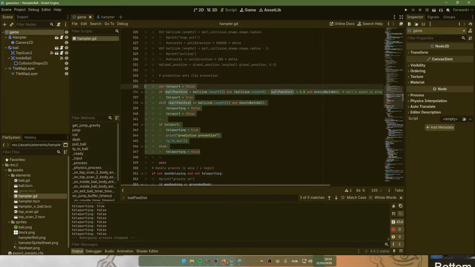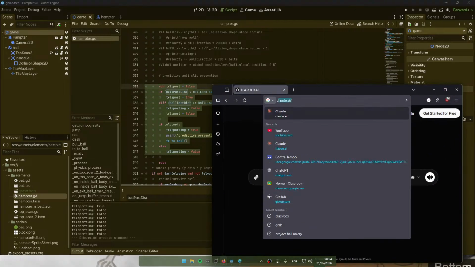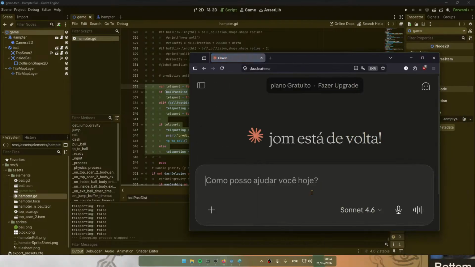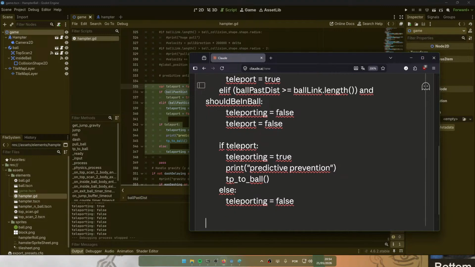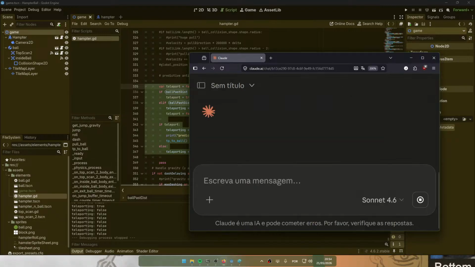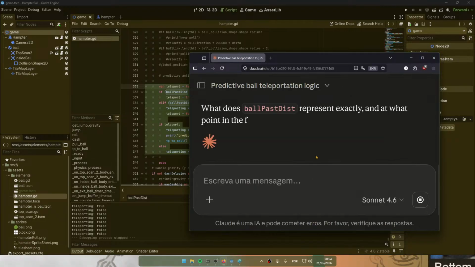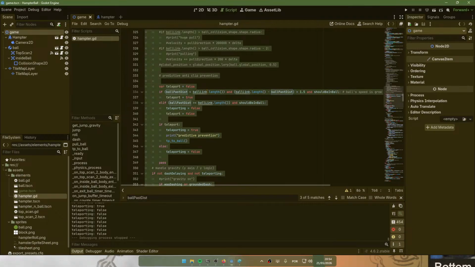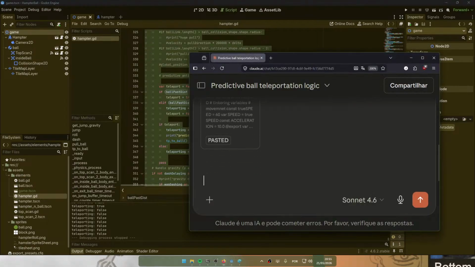Alright, y'all. I'm gonna ask the question, okay? Forget the black box. Let me just talk to this one over here. Okay, he doesn't give me answers. What does ball pass represent at one point in the frame? Is it being set relative to when ball link is checked? Let me just print the whole thing because I don't want to go all the way up there.